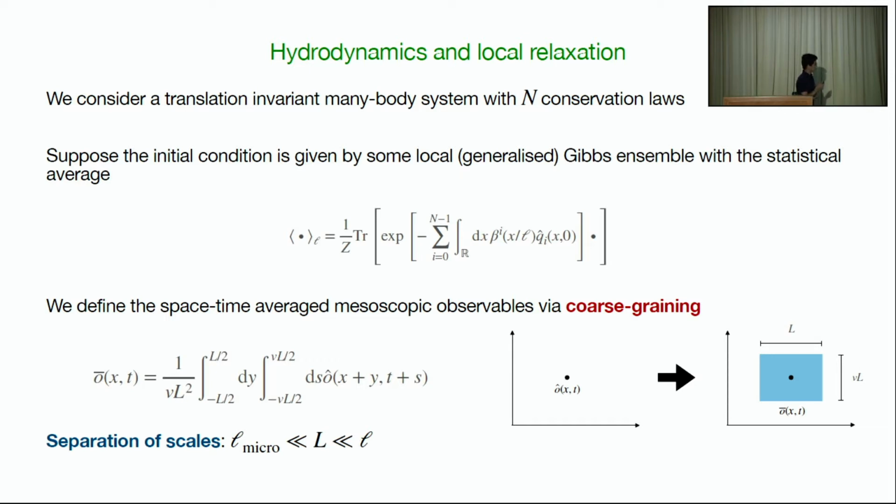Now, in order to define the key object in hydrodynamics, I have to define a procedure called coarse-graining first. What I mean by that is as follows. Imagine you have some local observable that is inserted at some space-time point, x and t. And you take some extended space-time domain that includes this space-time point. In this case, for simplicity, I'm taking a square, but in principle, it could be any kind of domain. And this square has size large L.